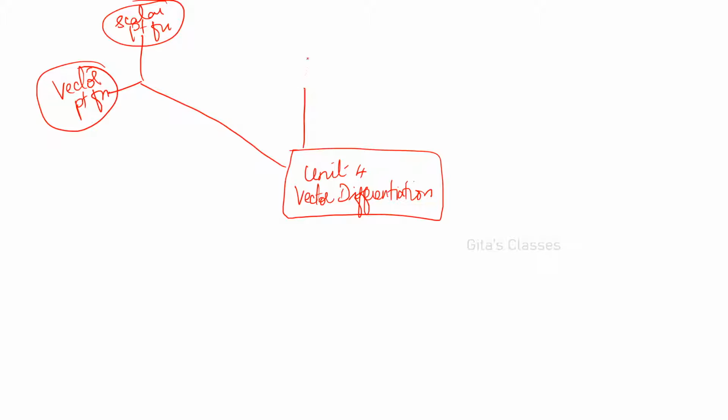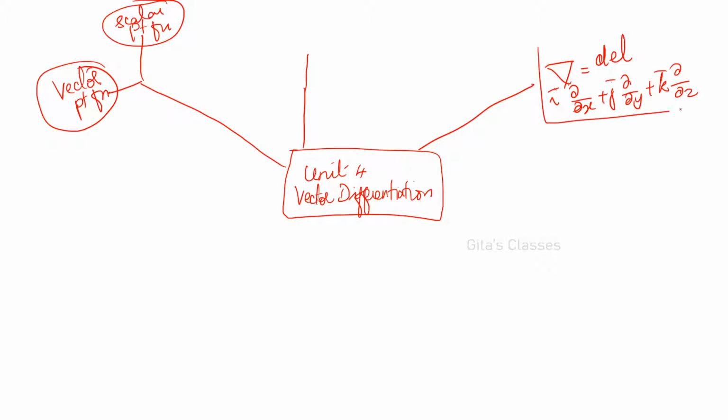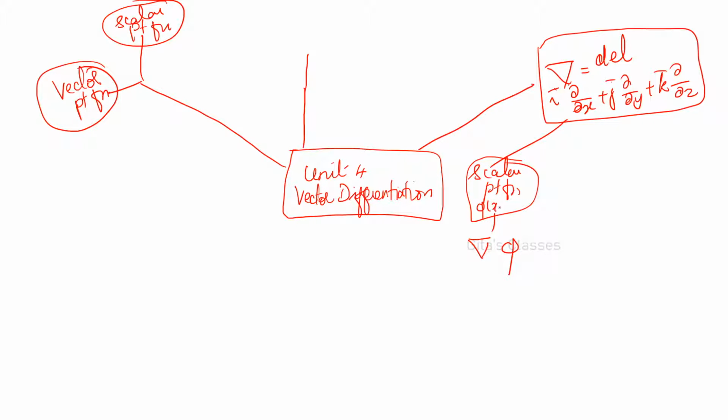Then we define the operator del. We'll have it here. Del is the operator. i into dou by dou x plus j into dou by dou y plus k into dou by dou z. This is the operator we have, del. It can be applied to a scalar point function. It will become del f or del phi. Scalar point function means phi of x, y, z is equal to 0. Okay, that is del phi or grad phi.